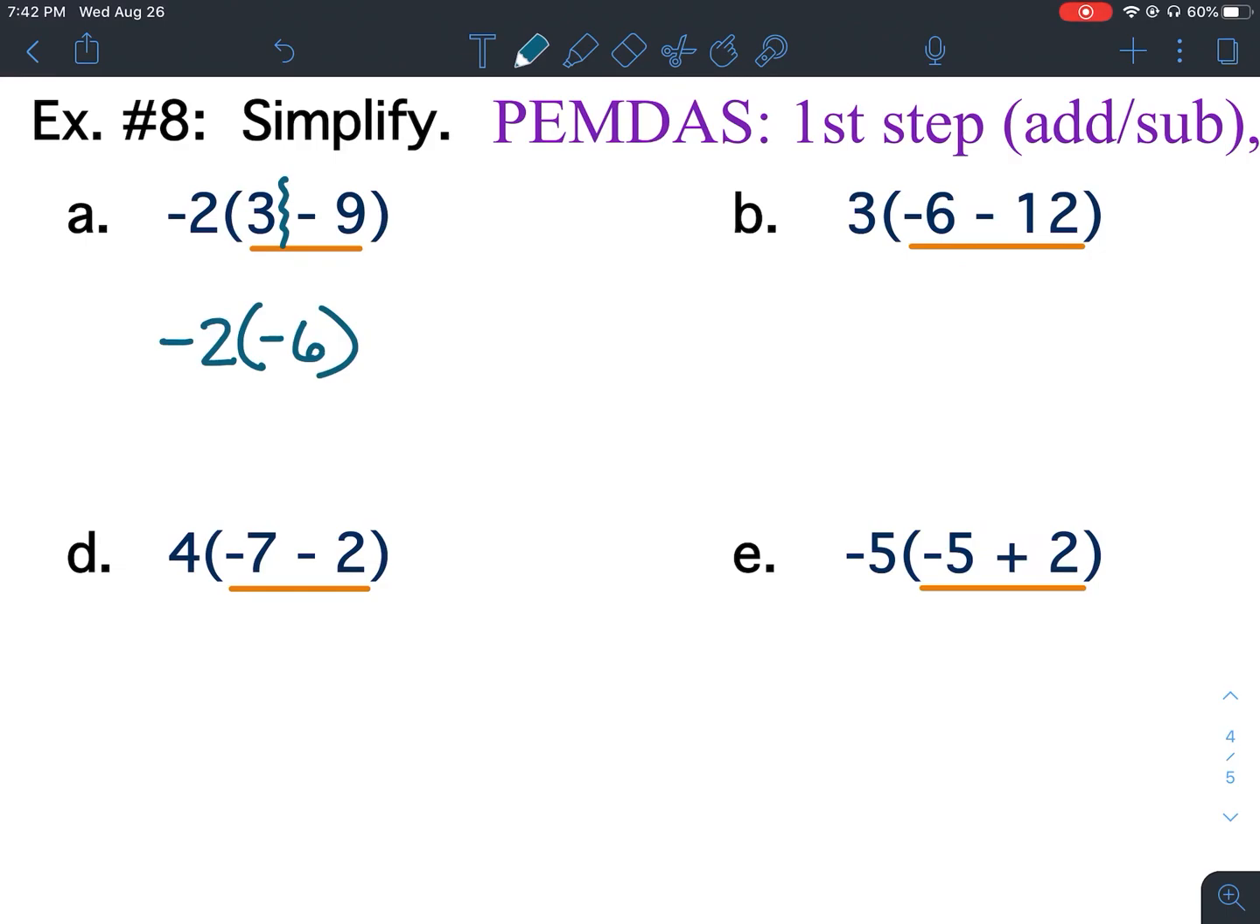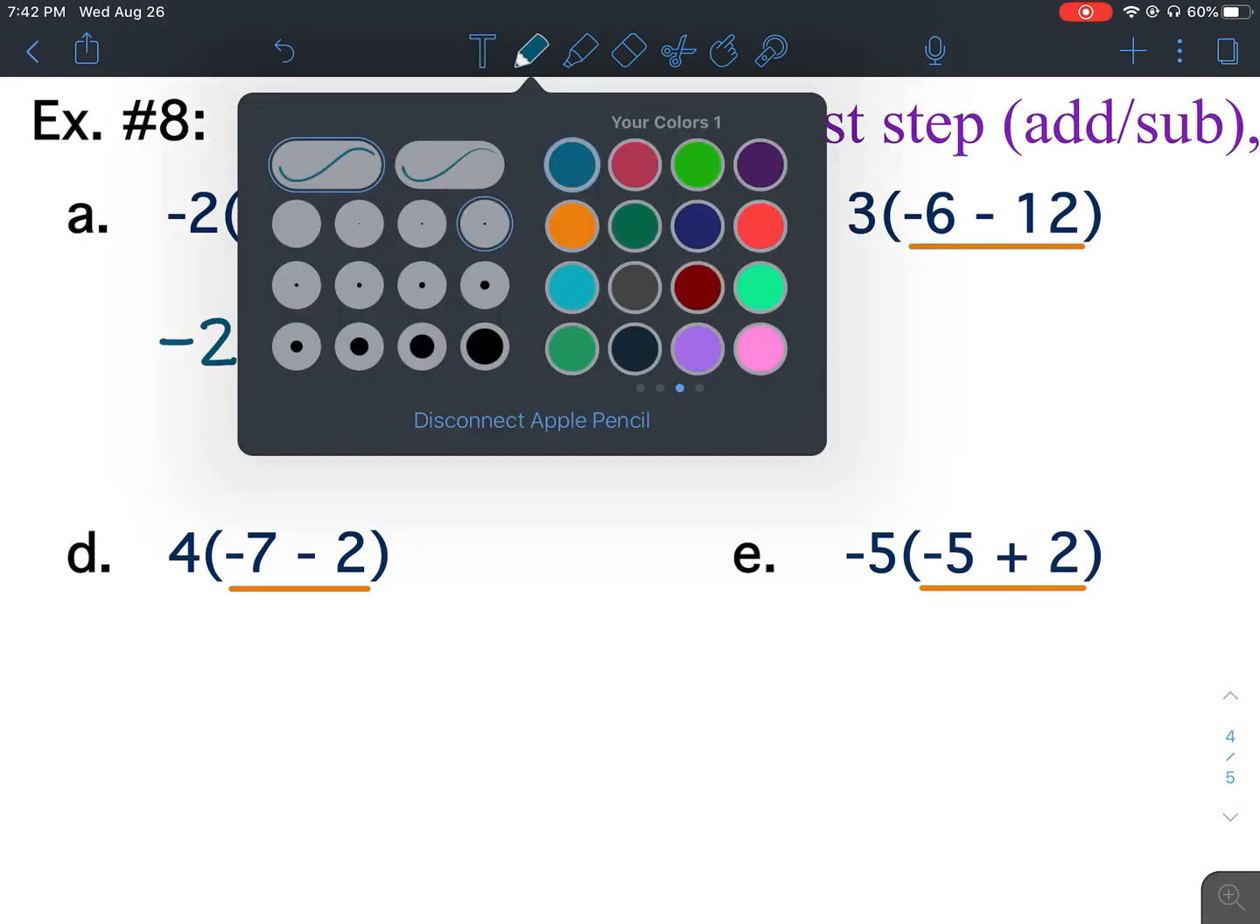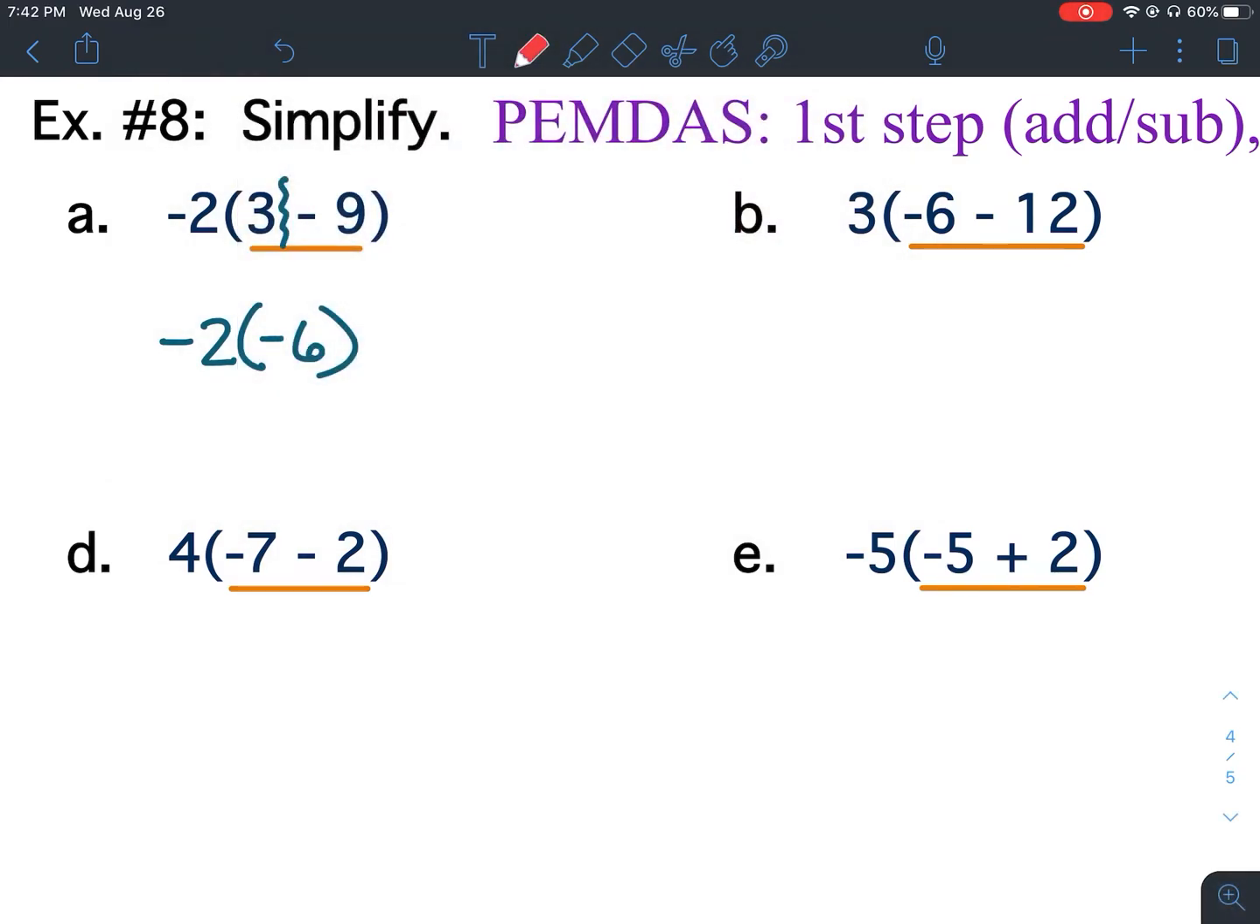Now that I've done the addition or subtraction inside the parentheses, now I multiply. 2 times 6 is 12. The signs are the same. There's an even amount of negatives, so my answer will be positive. So again, do what's inside the parentheses, then multiply.